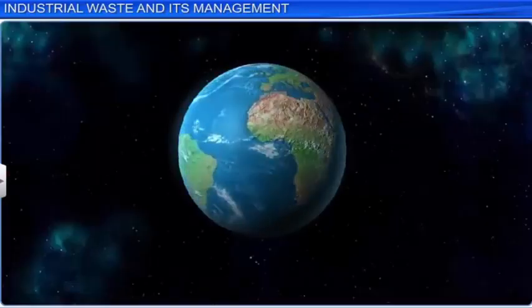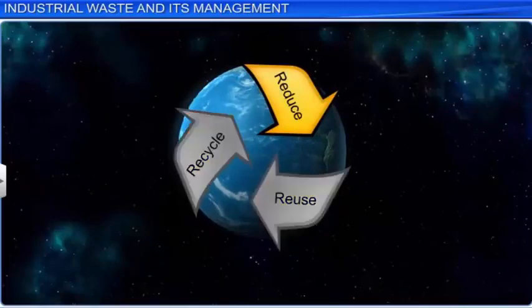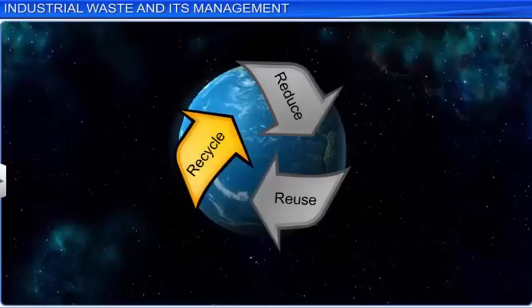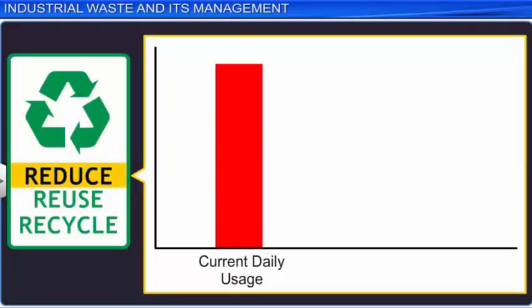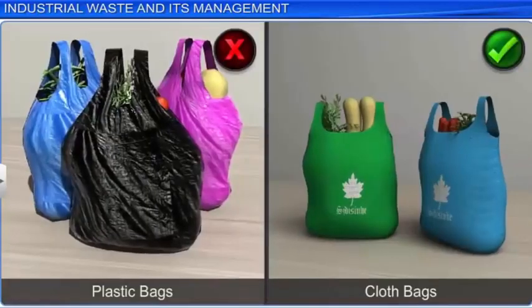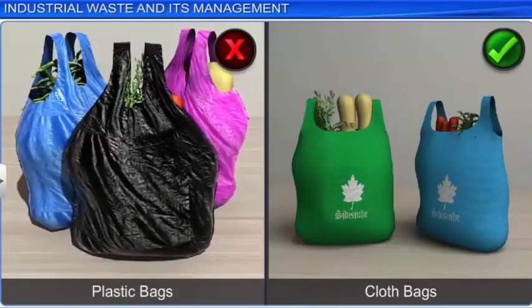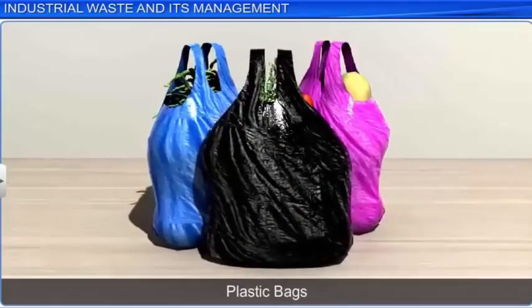A simple three-way method is denoted by 3 R's, which stand for reduce, reuse, and recycle. The first R, reduce, implies a reduction in the amount of waste that is produced by the usage of materials. For example, instead of carrying plastic bags, we should carry our own cloth or jute bags when we go out for shopping. Instead of throwing away plastic bags after one use, we can use it again. This is reuse.